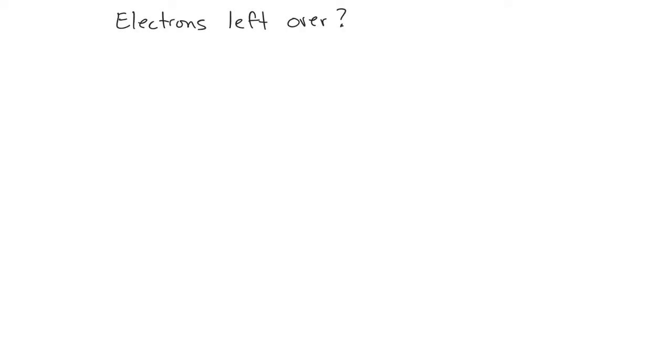Now suppose we had a Lewis structure where things didn't work out quite so nicely. Suppose we had one where we had electrons left over after we had distributed all the remaining electrons. An example might be something like the ammonia molecule, NH3.